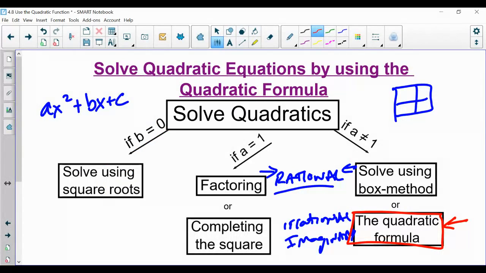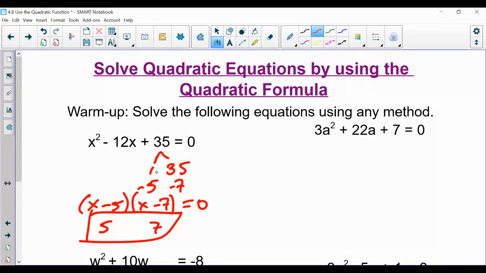It worked pretty nicely. If factoring didn't work, the place that you would notice it is none of these factor pairs would get you to negative 12. Then you would have to try completing the square.